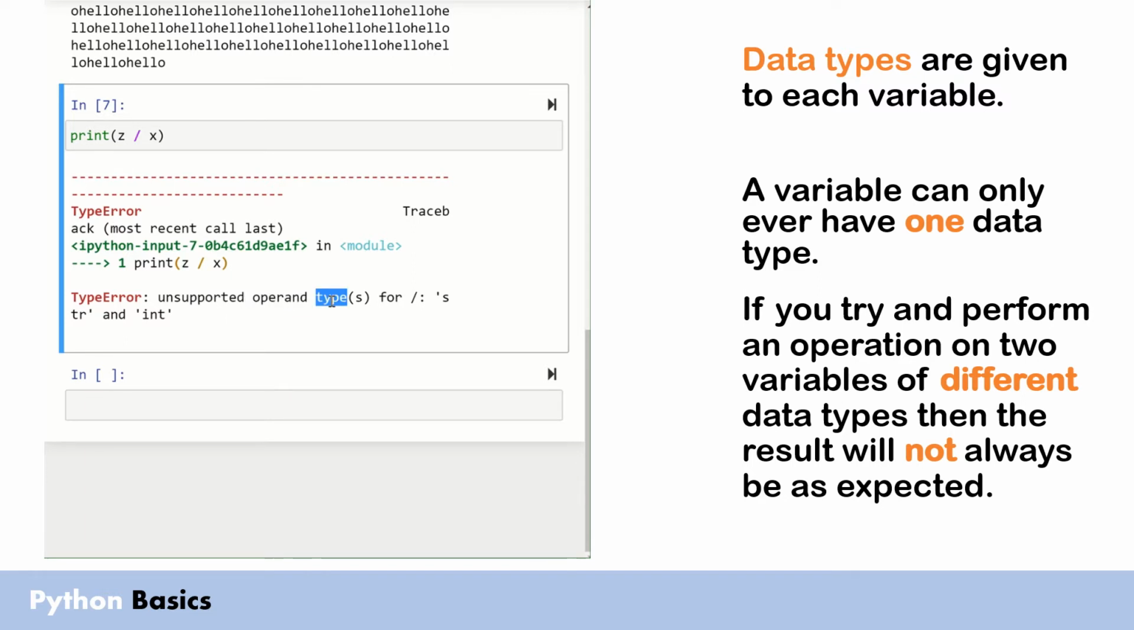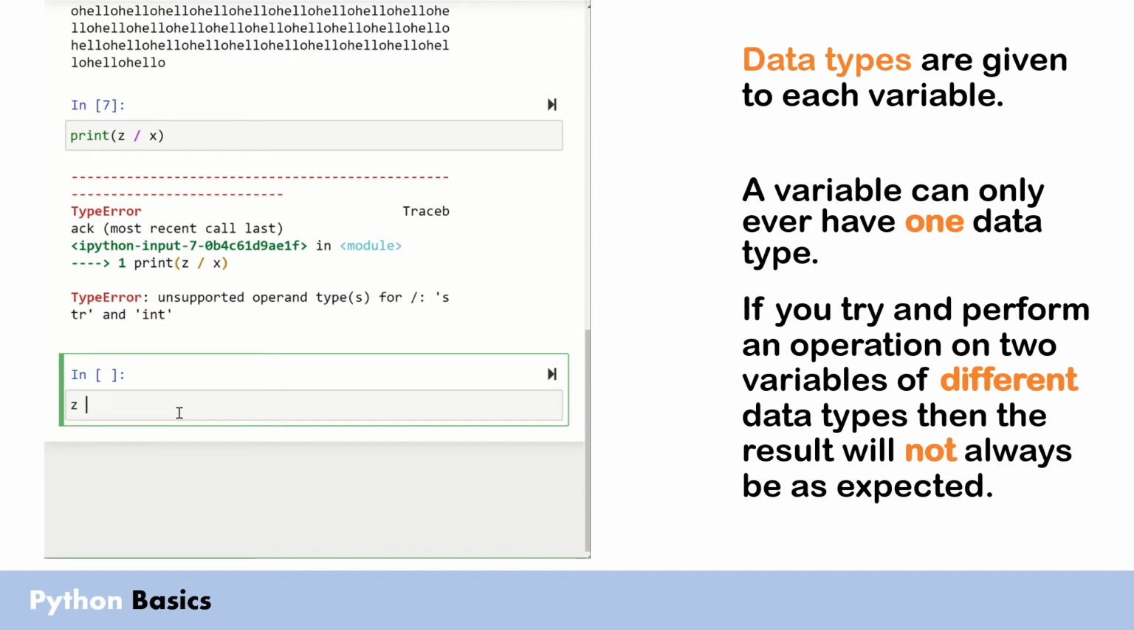Types is short for data types. The slash is obviously our divide, because we know that already. str we know is short for string, and int is short for integer. So what it's really saying is, I don't know how to divide a string and an integer. And I'll be honest with you, I don't either. So what would that even be? What is hello divided by 60? It makes no sense. So Python can't make sense of that. I can't make sense of that either.